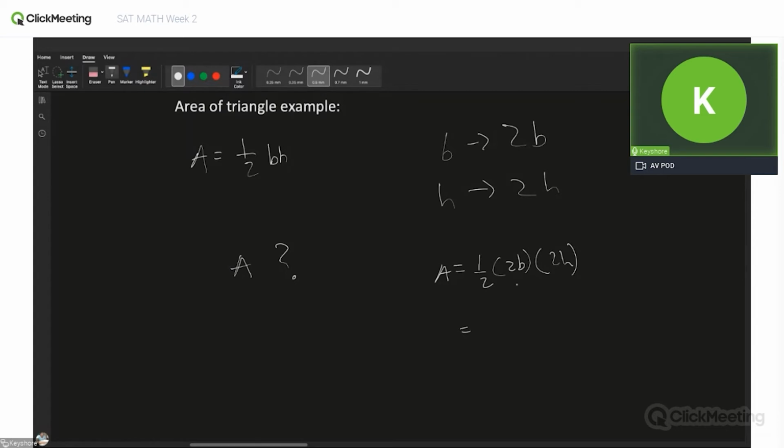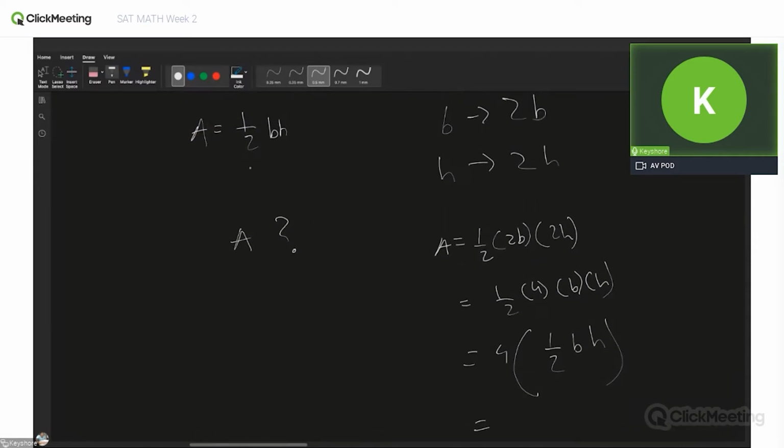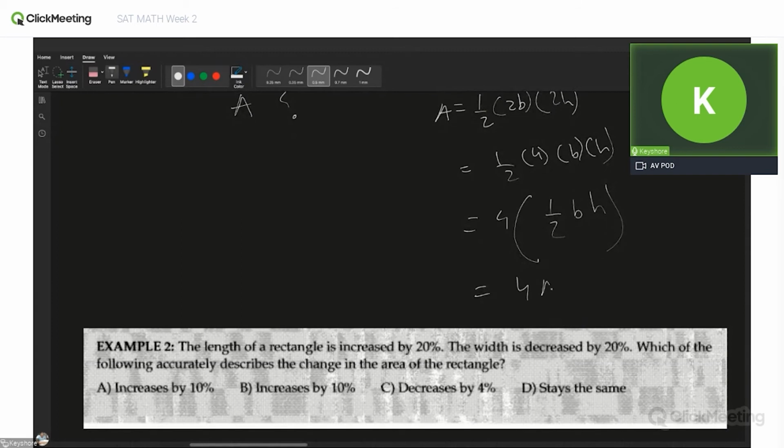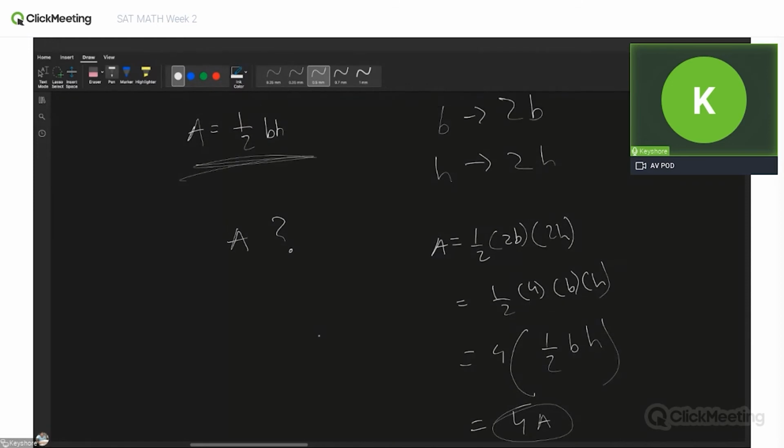So I'm going to rewrite this. 1/2, 2 times 2 is a 4. So we're going to have 4 here times base times height. And here's where it gets kind of weird. What you need to do is move this out of the entire expression. This lets you see the bigger picture. This literally tells you I'm multiplying my area by 4. In other words, because we already defined A as this, I can just replace it with 4A, which just means my area has been multiplied by 4. Okay, so that's just a simple example.